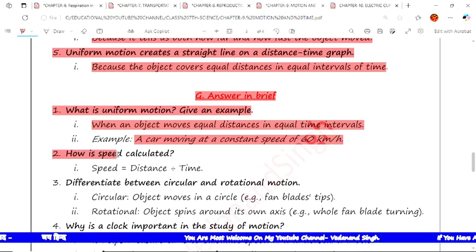Now, how is speed calculated? Speed is calculated by distance divided by time. Generally there is one formula: distance equals time multiplied by speed. So if you want to find the speed, you have to do distance divided by time. If you want to find the time, you have to do distance divided by speed.